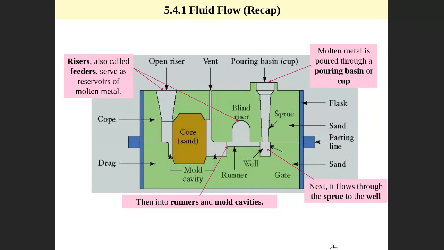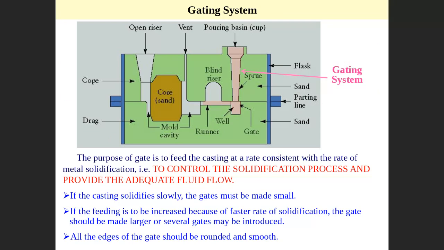This is the detail of the mold as we described last time. This part we call the gating system, and it is very important. It controls the solidification process and the liquid delivery: how fast, how slow to deliver liquid inside.